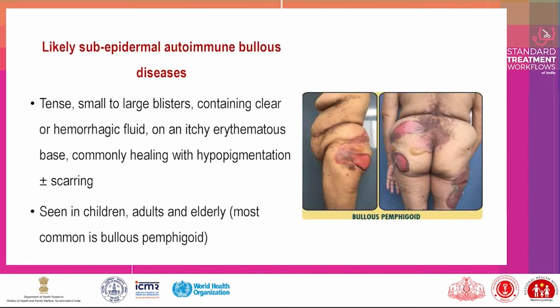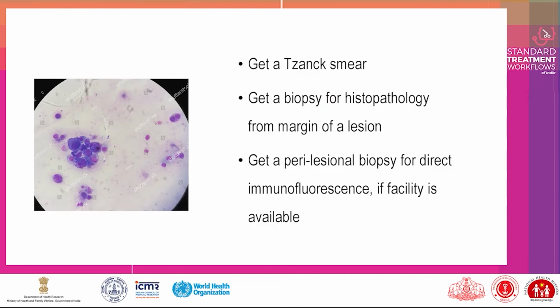Likely subepidermal autoimmune bullous disease: tense, small to large blisters containing clear or hemorrhagic fluid on an itchy erythematous base, commonly healing with hypopigmentation, with or without scarring. Seen in children, adults, and the elderly. Most common is bullous pemphigoid. Get a Tzanck smear, get a biopsy for histopathology from the margin of a lesion, and get a perilesional biopsy for direct immunofluorescence if facility is available.